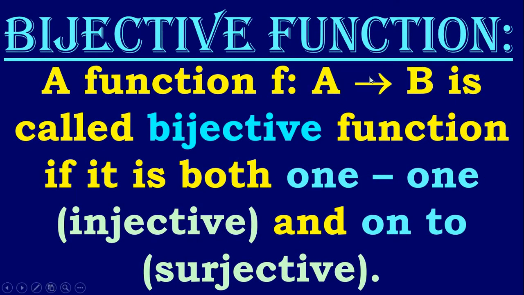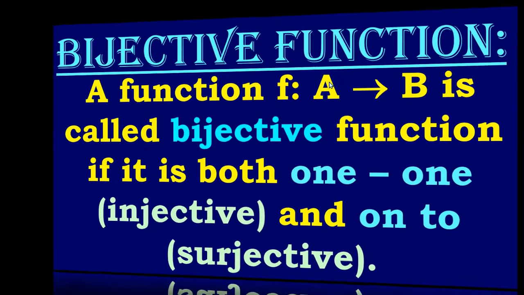Next is the bijective function. A function f from A to B is called a bijective function if it is both one-one and onto. A function which is one-one is called injective. A function which is onto is called surjective. A function which is both injective and surjective is called a bijective function. One-one function is called injective, onto function is called surjective. A function which is both injective and surjective is called a bijective function.